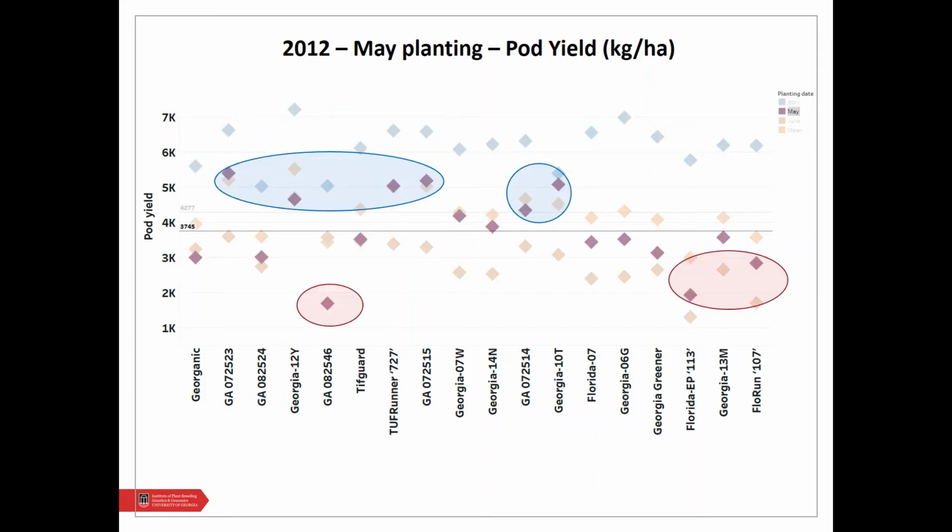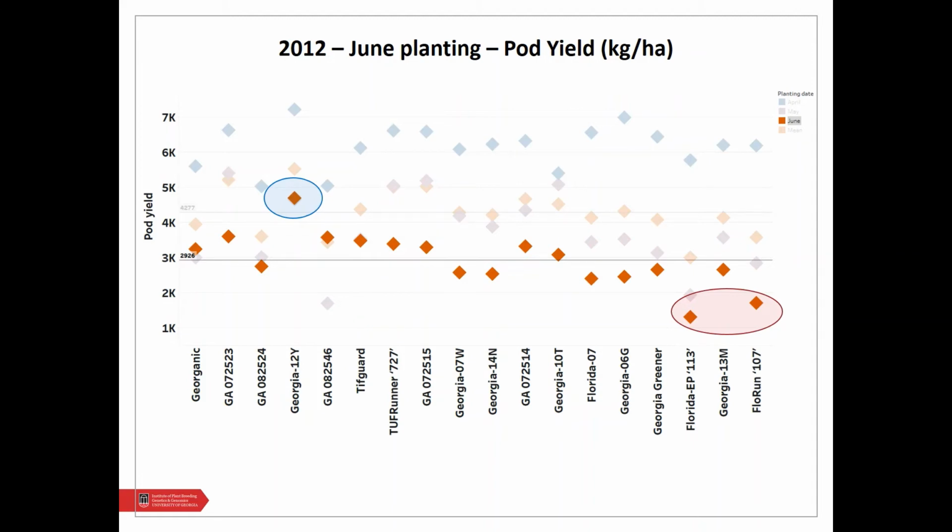Pod yields for the May planted trial were significantly lower on average than the April planted trial. Lowest yielding genotypes were Florida EP 113, Flowrun 107, and a breeding line 082546. The highest yielding genotypes included Georgia 12Y, Tough Runner 727, Georgia 10T, and some of the Georgia breeding lines.